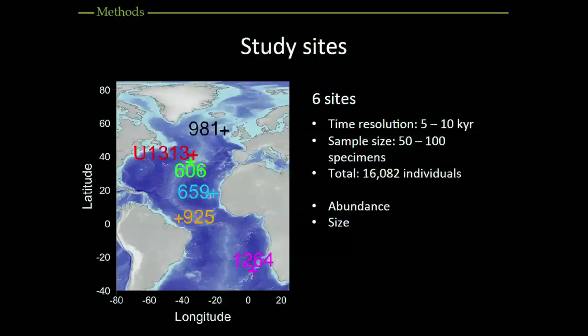In this study, we looked at 6 different sites throughout the Atlantic, at different latitudes and in different oceanographic settings. Depending on the site, we used a sample resolution of about 5 to 10,000 years. Then, to account for all the variation that we found in the species, we used about 50 to 100 specimens per sample. That gave us a nice working total of 16,082 individuals. And then we looked at abundance and size for all of them.